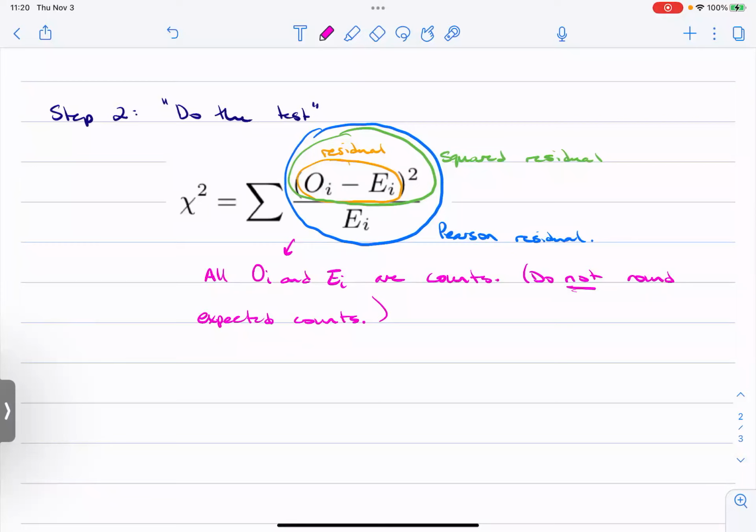Okay. So the expected counts come from the question, especially in the goodness of fit test. Whereas for tests of independence, we're going to calculate those expected counts, but regardless, you're going to have them from checking the conditions early on, right?